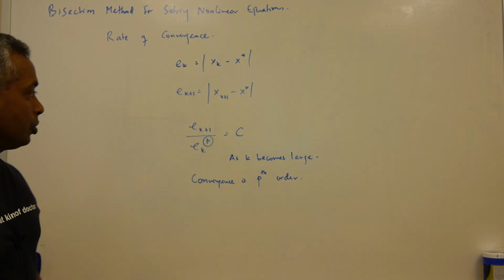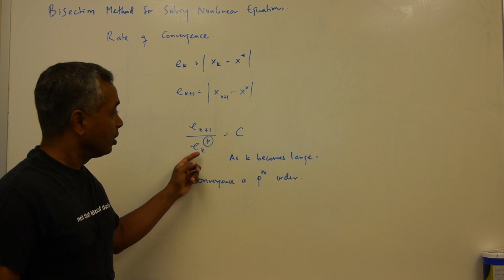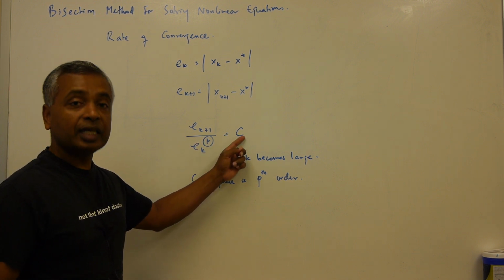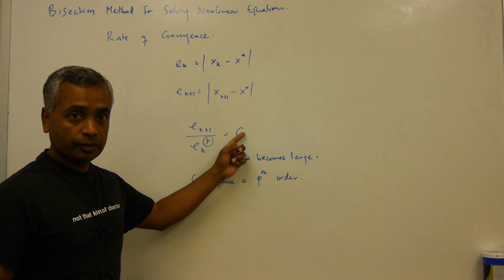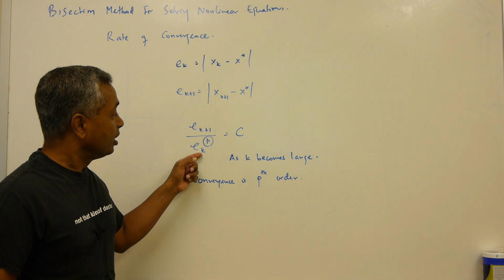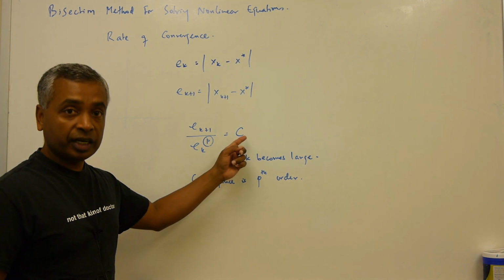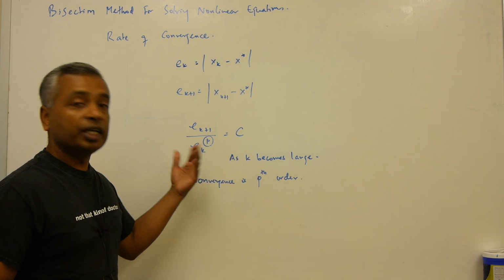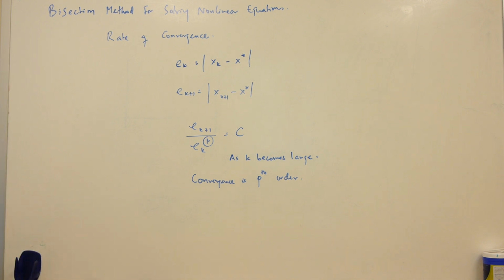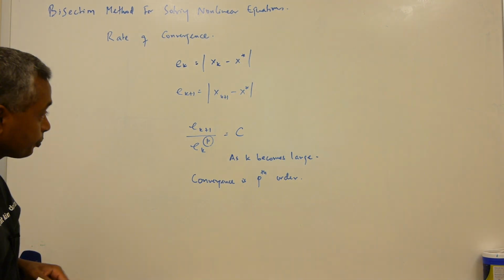So if p was 1, in other words, if ek plus 1 over ek is equal to some constant, then I say that's linear convergence. If p equals 2, in other words, ek plus 1 divided by ek to the power of 2 is equal to c, then I say that that's quadratic convergence. Now clearly quadratic convergence is better than linear convergence. All right, so now let's look at the rate of convergence of the bisection method.